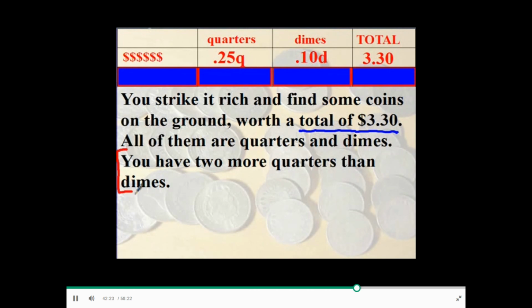A common sign that you should look for these substitution problems is a sentence that says something about more than, less than, something like that. Older, younger, heavier, lighter, something that means more or less. So in this case, we have this sentence that says you have two more quarters than dimes.